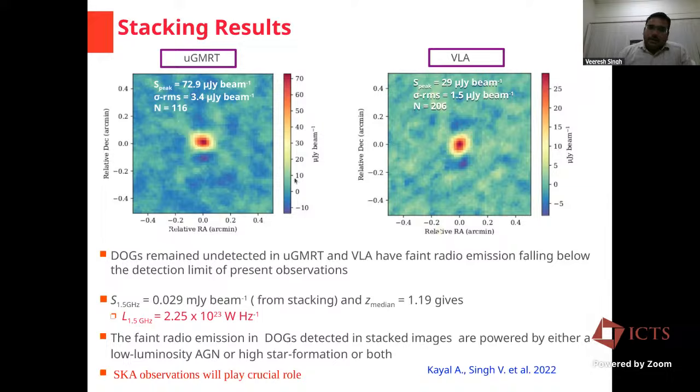And with the median redshift, we believe that this could be a kind of low luminosity AGNs. So these are still hidden and not yet exploded, and are likely to be detected with deeper observations with SKA kind of surveys.